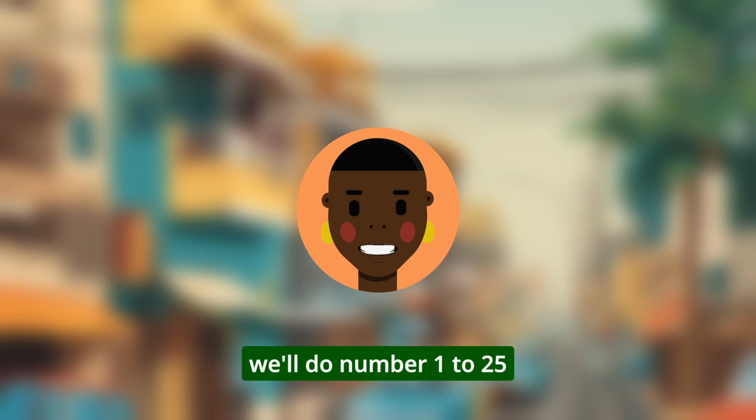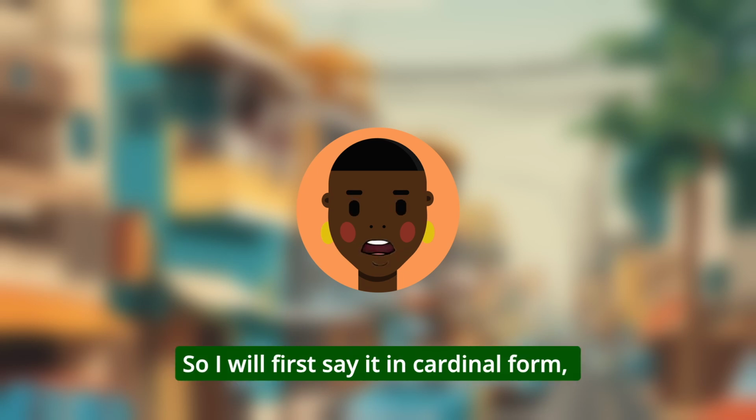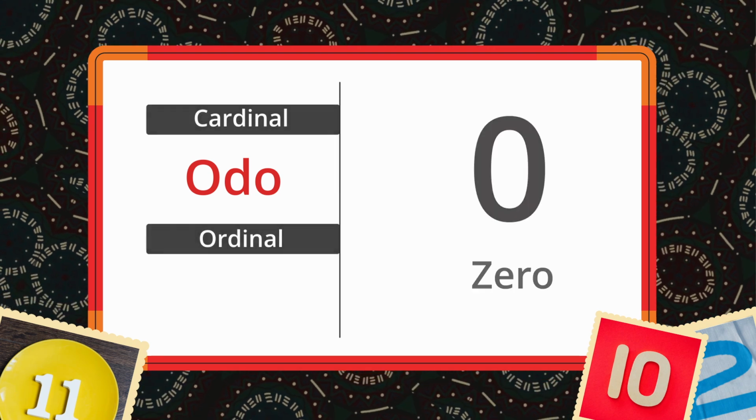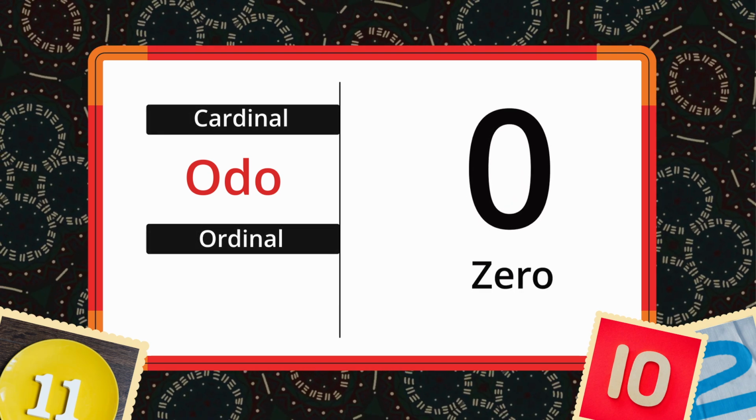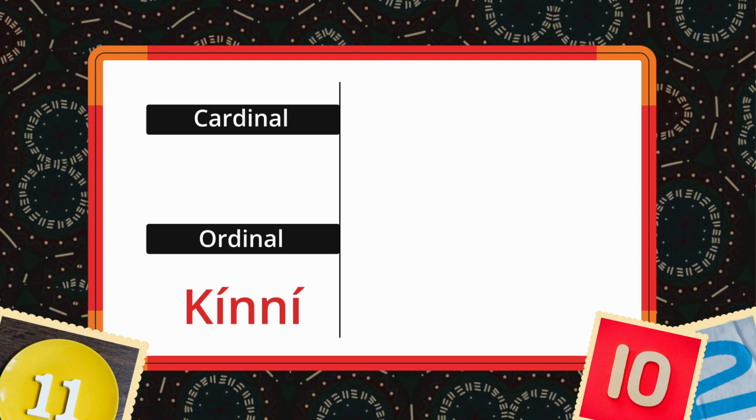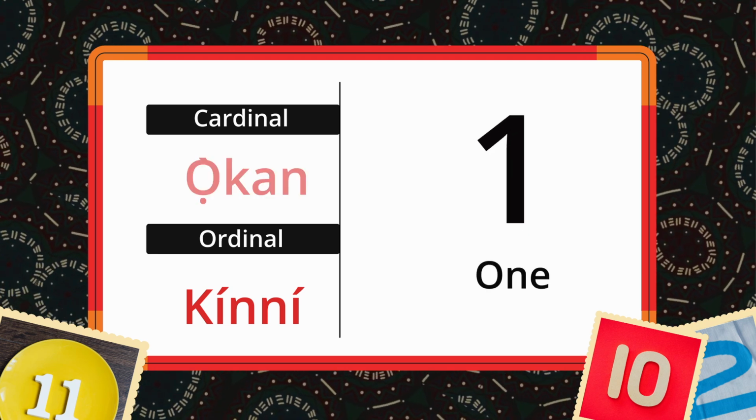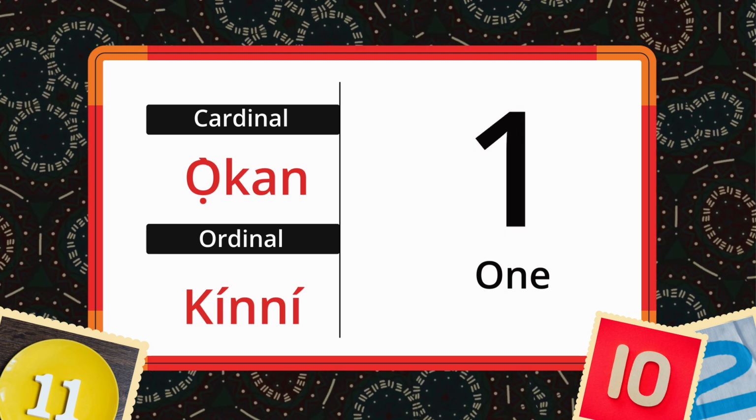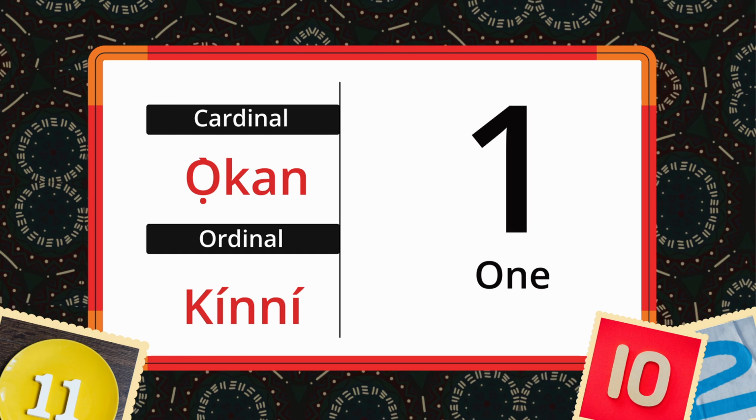We'll do number 1 to 25. I will first say it in cardinal form. After that, I will say it in ordinal. So let's start. Odo, 0, odo. Kini, that's in ordinal form. 1, ọ̀kan, ọ̀kan. In ordinal form is kini, kini.